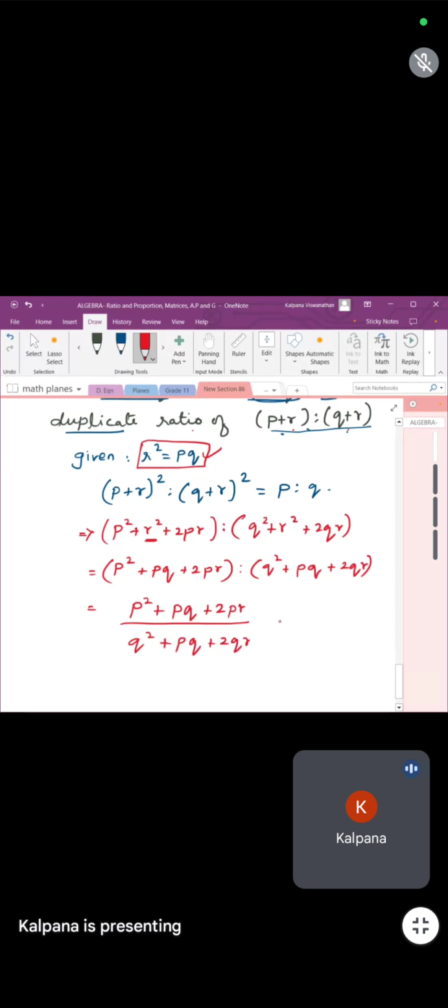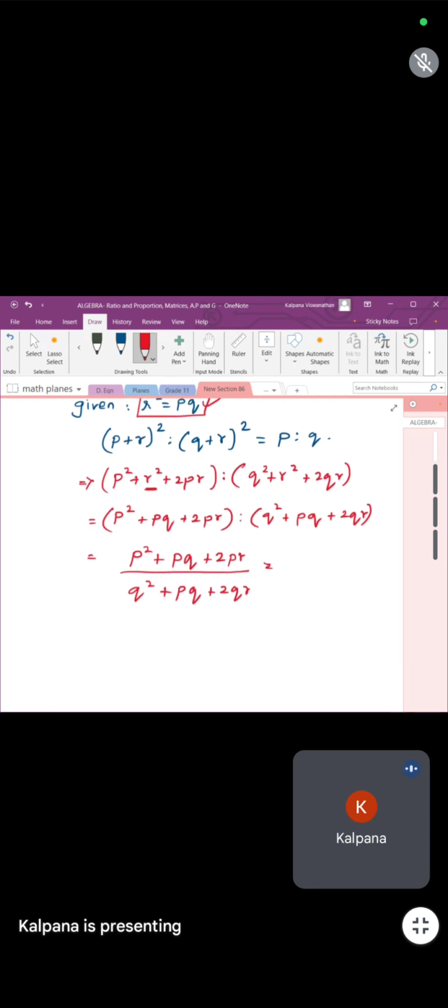Is there anything common in the numerator? P. P is common. Denominator? Q. Yes. Take the common factor outside. So P plus Q plus 2R divided by, if you take Q as common, Q plus P plus 2R. Now observe the numerator and denominator. Can we cancel this? P plus Q plus 2R, P plus Q plus 2R, both are the same. So we get P is to Q.